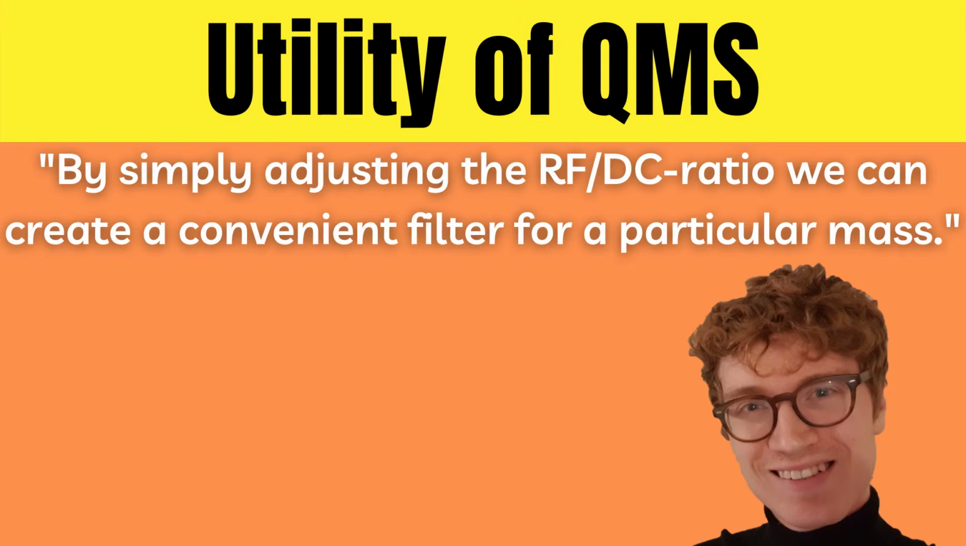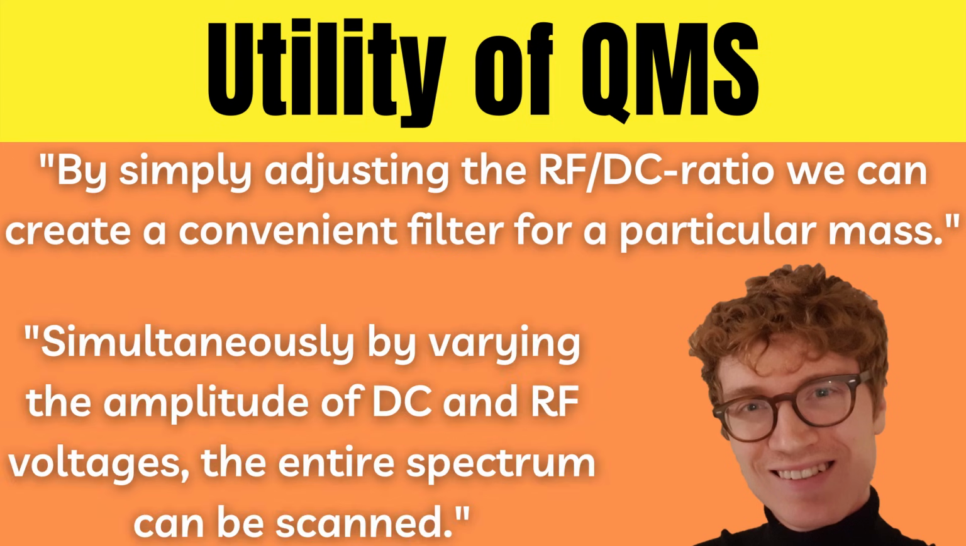Anyway, by selecting a suitable ratio of RF to DC, the 2 directions together give a mass filter which is capable of resolving individual atomic masses. This is why QMS is so useful. By simply adjusting the RF-DC ratio, we can create a convenient filter for a particular mass. Simultaneously, by varying the amplitude of DC and RF voltages, the entire spectrum can be scanned.